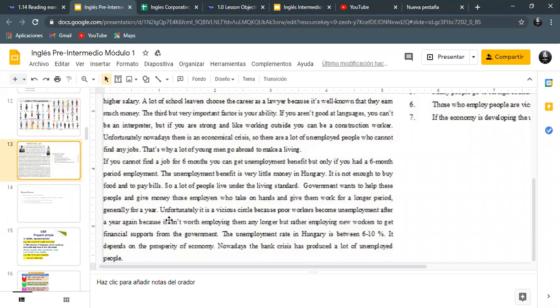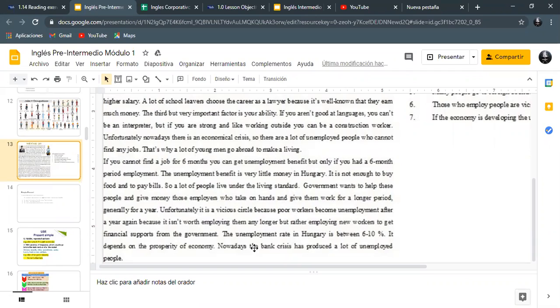Unfortunately, it is a vicious circle. Because poor workers become unemployed again after a year. Because it isn't worth employing them any longer, but rather employing new workers to get financial support from the government.